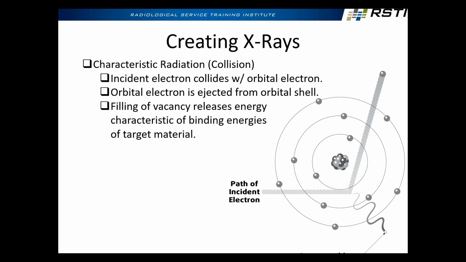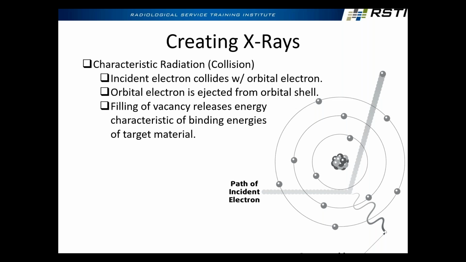Characteristic radiation is different. I don't know how this ended up with the Bremsstrahlung in there, but imagine we had an electron that came in here and actually knocked this electron out of its orbit. That would create a void, a vacancy. The atom would not like that, so it would fill that vacancy by moving electrons down from higher orbits. It might happen in a single leap, or it might happen in multiple jumps.